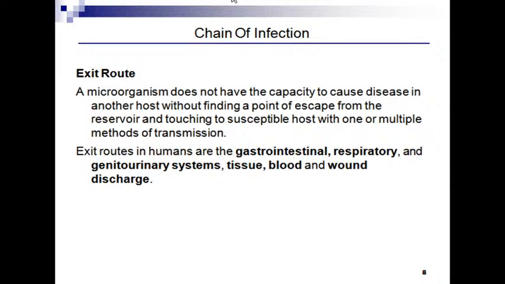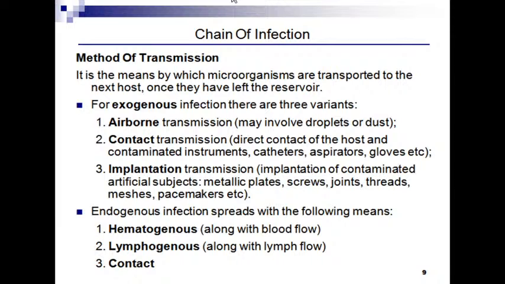Third step in the chain of infection is the exit route. A microorganism does not have the capacity to cause disease in another host without finding a point to escape from the reservoir and reach a susceptible host by one or multiple methods of transmission. Transmission means the process of traveling of bacteria from one host to the next host. Exit routes in humans are the gastrointestinal, respiratory and genitourinary systems, infected or inflamed tissue, blood and wound discharge. Any infected body liquids can be exit routes, and via the liquids, the bacteria can infect another person in the hospital.